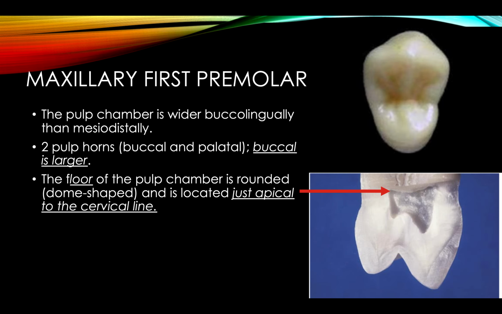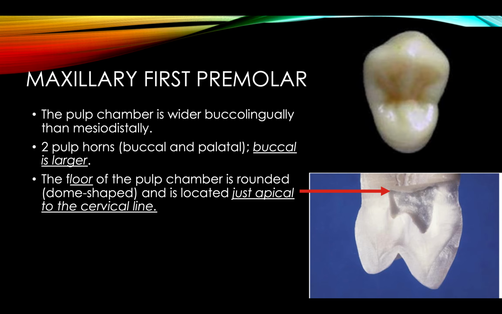Now, moving into the pulp space anatomy, the pulp chamber of this tooth is wider buccolingually than mesiodistally. You probably remember from the last video that the pulp chamber reflects the external or the crown anatomy, or you can consider it a smaller version of the clinical crown. That's why you will notice that the pulp chamber of this tooth is wider buccolingually than mesiodistally, because the crown itself is wider buccolingually than mesiodistally.